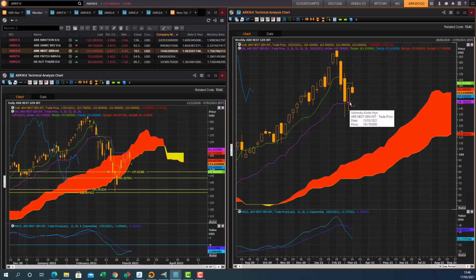If that line fails, then I think we'll hit this level here, and ultimately the bottom end of the cloud, the whole cluster of support here at the bottom end of the cloud. So watch out. We're not out of the woods yet. But long-term bullish on weekly, still bullish with downside risk to the bottom end of the cloud.